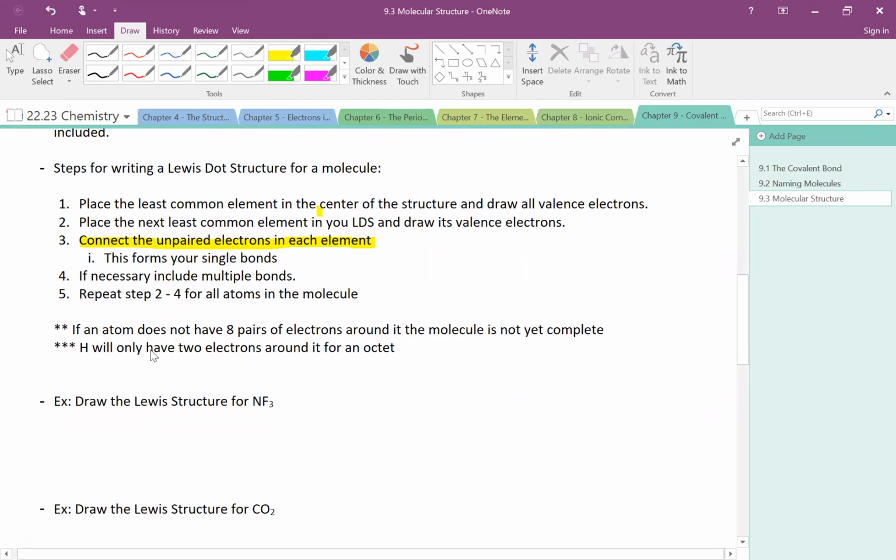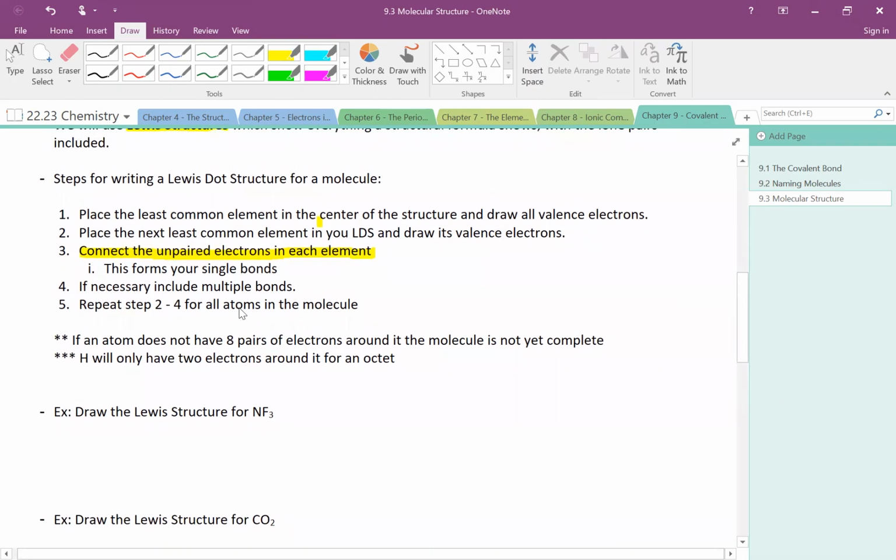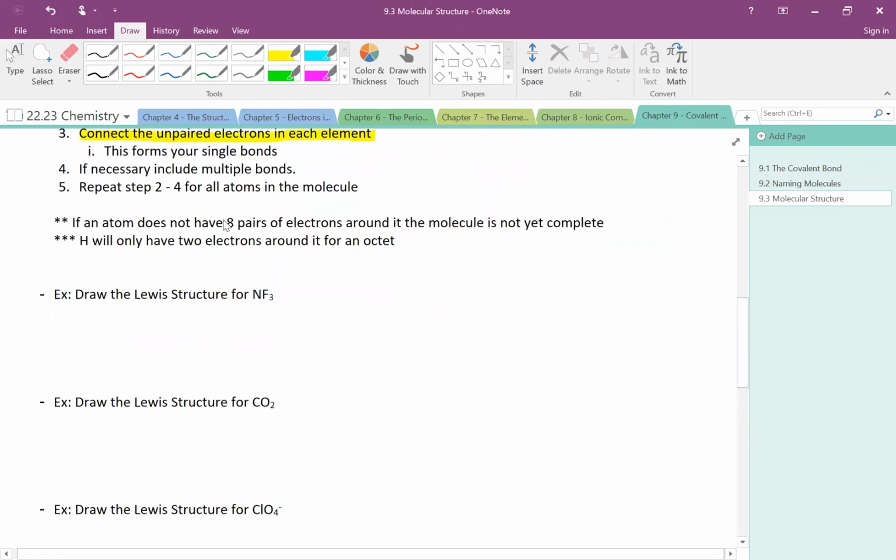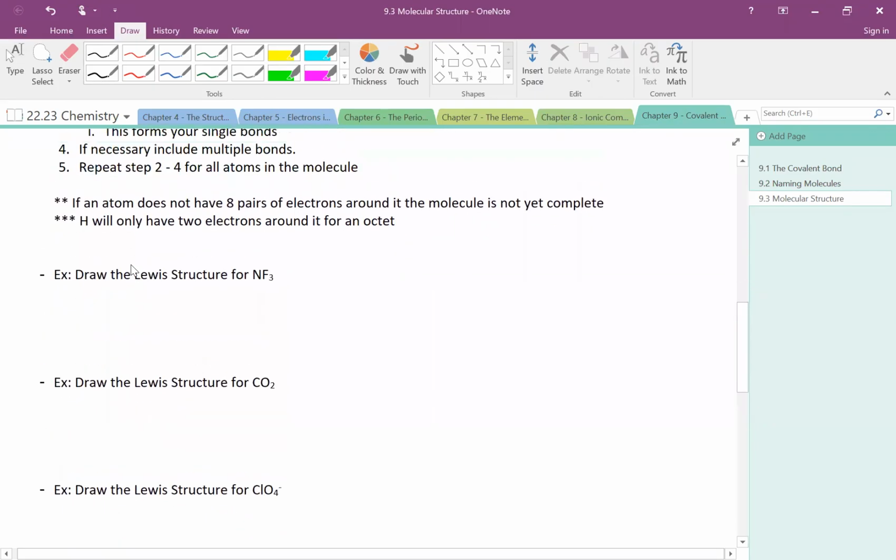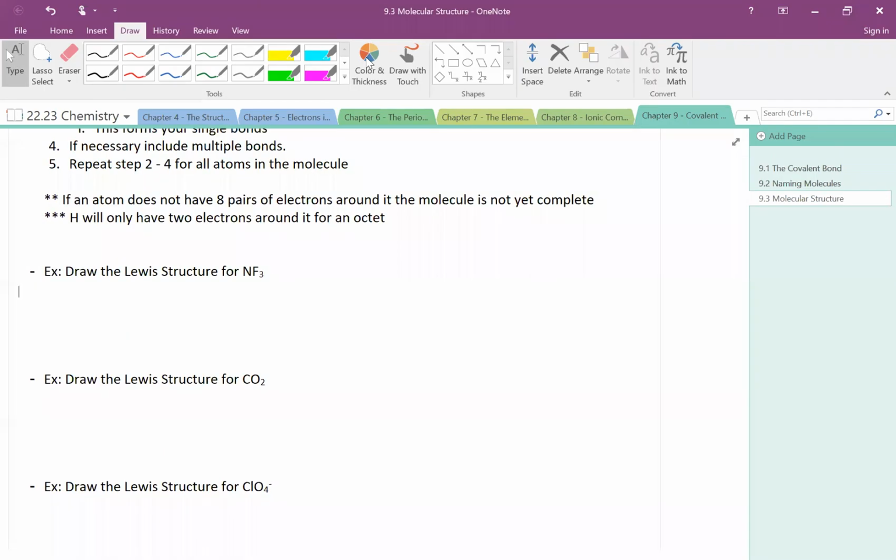A couple of things to note. If your atom does not have 8 electrons around it, it is not yet done. And hydrogen is only going to have 2 electrons to form that stable octet. Recall that it just has the same number of valence electrons as helium. So I'm going to go through 3 examples here, and I'll follow our process.